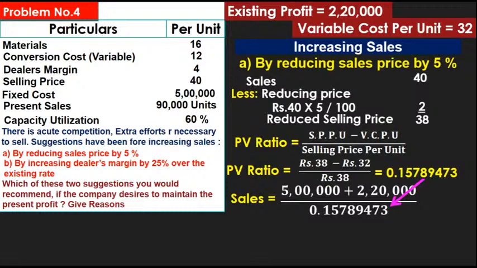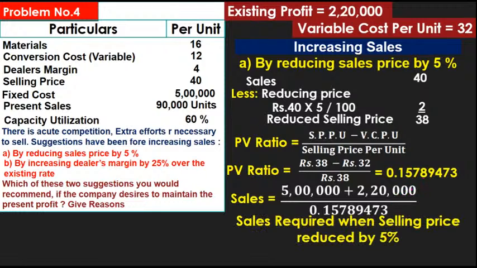What is the PV ratio? 0.15789473. This is the PV ratio. Now how to calculate the sales? Sales required when the selling price is reduced by 5%. When the company reduces the selling price, what is the total sales? Rupees 45,60,000.